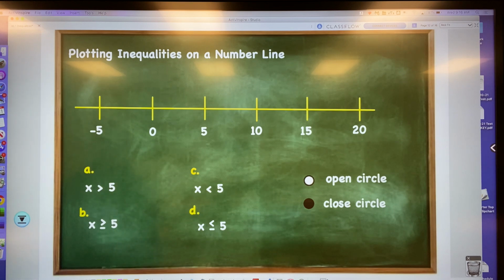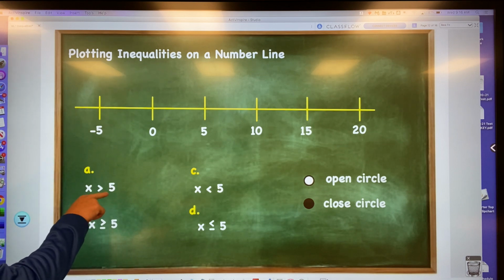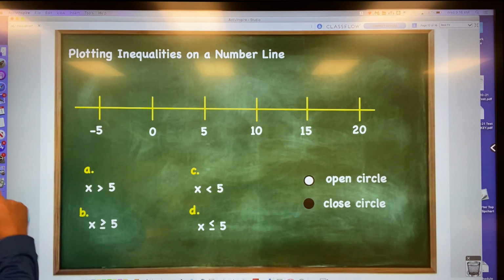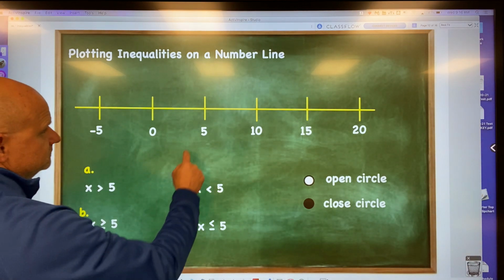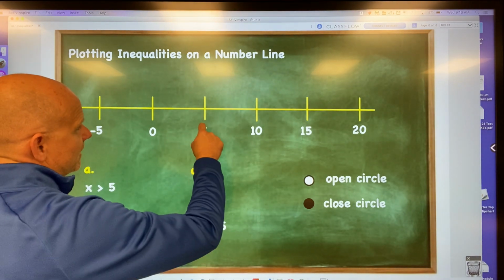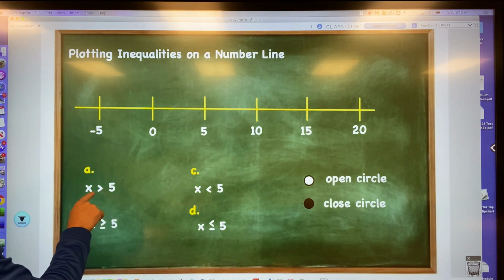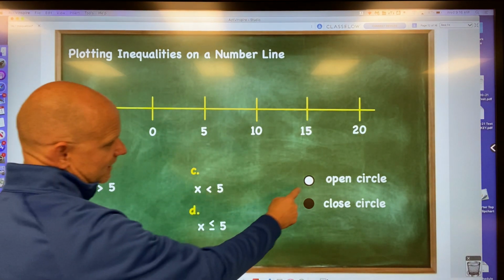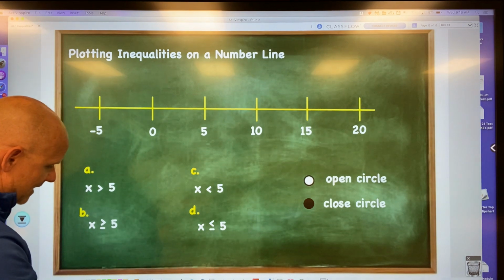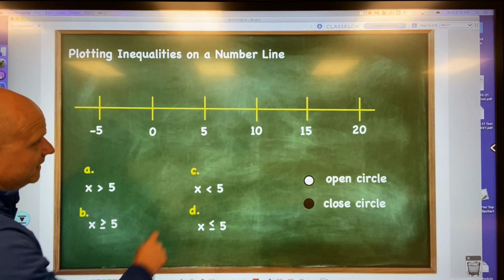And the last thing we're going to go over is plotting inequalities on a number line. So if I had to plot this, x is greater than 5, well, I would start here, right? On my number line, I would start here. If I just have the greater than or less than symbol, I use the open circle.